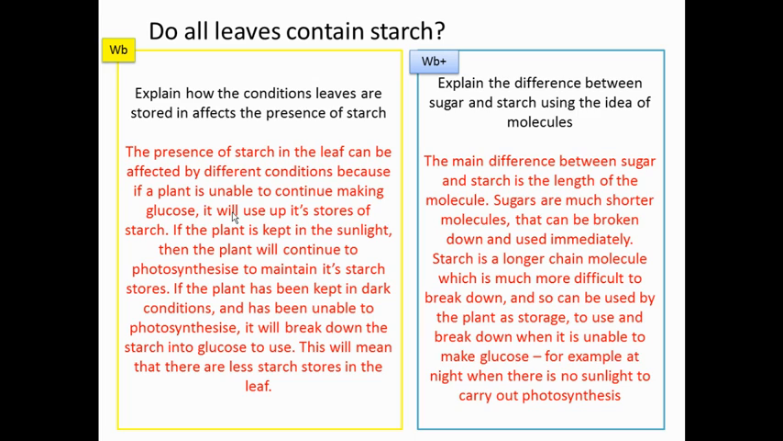Okay, and then explain the difference between sugar and starch using the idea of molecules. So the main difference between sugar and starch is the length of the molecule. Sugars are much smaller molecules that can be broken down and used immediately. Okay, it's much easier to break them down. Starch is a longer chain molecule, which is much more difficult to break down and so can be used by the plant as storage to use and break down when it's unable to make glucose. For example, at night when there's no sunlight to carry out photosynthesis.